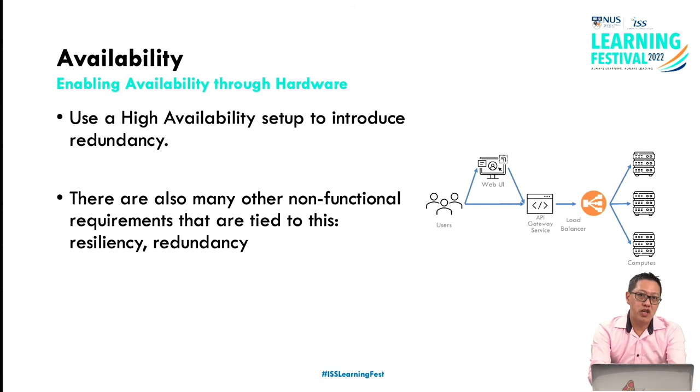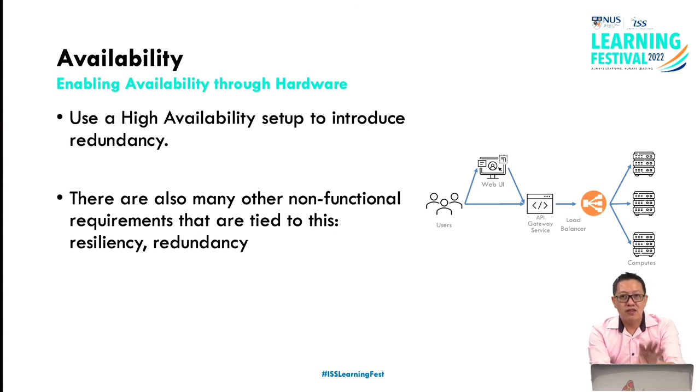Of course, with HA itself, you bring in other non-functional requirements, things like resiliency. How resilient is your service? How good is it that if something goes down, it doesn't completely fail? And of course, we introduce redundancy. The other aspect of availability that we bring in by introducing an HA setup is that it opens up a lot of options for introducing things like rolling updates when we want to do deployments and patching. And of course, it also gives us the capability to do scaling with no downtime.